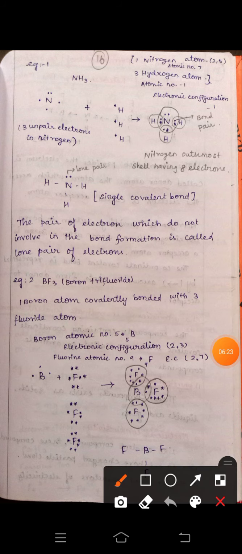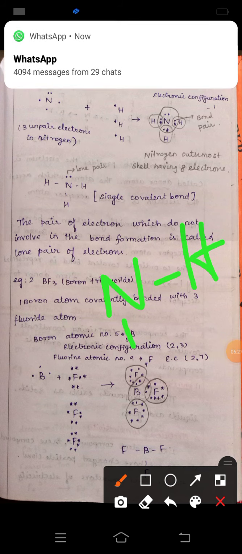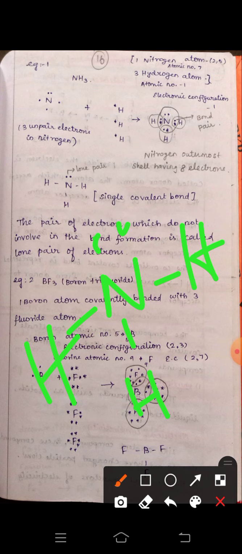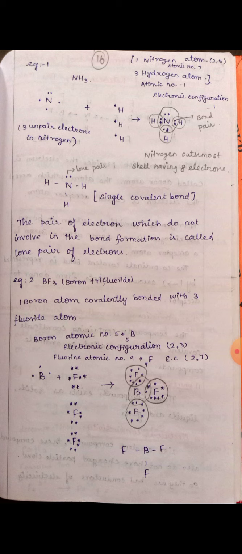So NH3, how can we represent it? N bonded to H, H, H. It has one lone pair of electrons. So we can represent NH3 using single bonds. Why have we put single lines? Because each is a single pair of electrons, so we represent it by single lines. Are you clear? Now look at the next example.